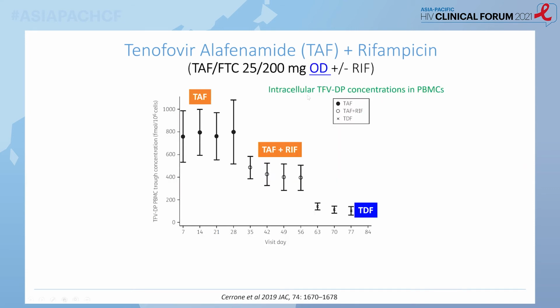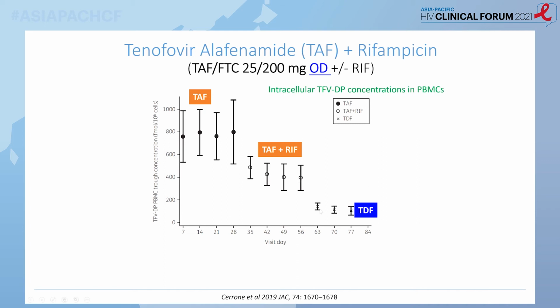And here they looked at the intracellular tenofovir diphosphate concentration in PBMCs. This is along the y-axis here. The first 4 bars show TAF tenofovir diphosphate concentrations in the absence of rifampicin. And then you can see when you add rifampicin, the levels go down. So it is still reducing the level of intracellular diphosphate concentrations compared to no rifampicin.